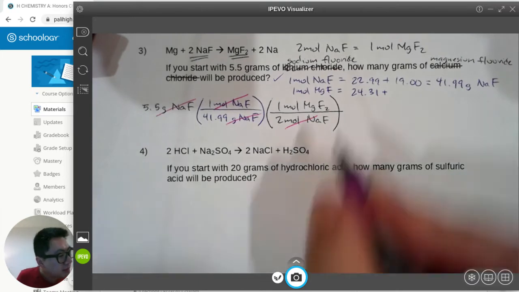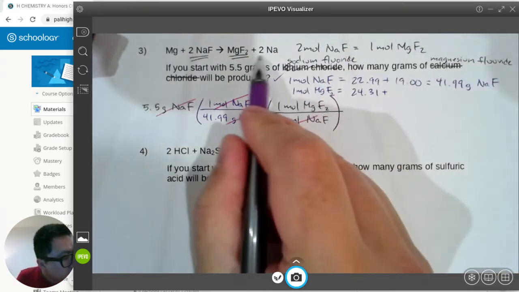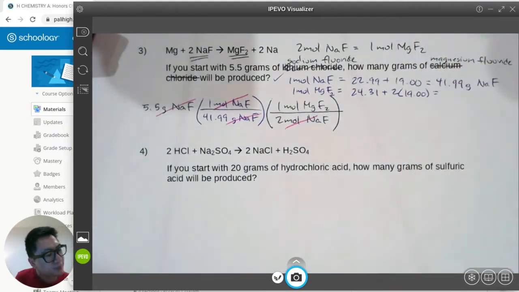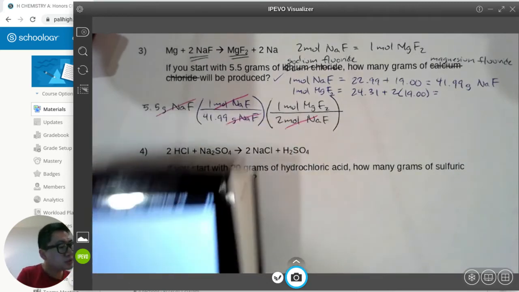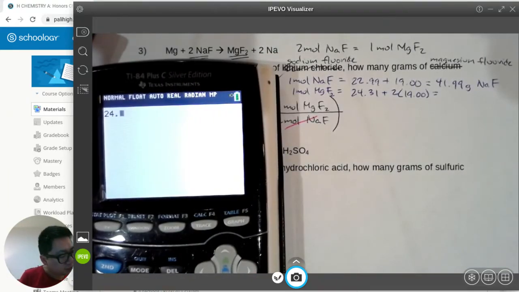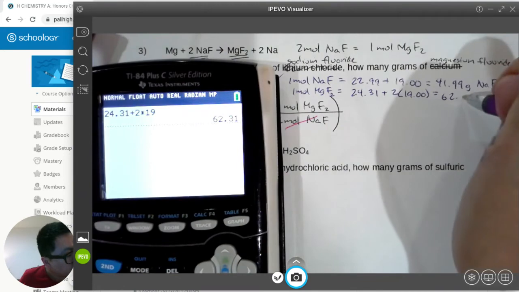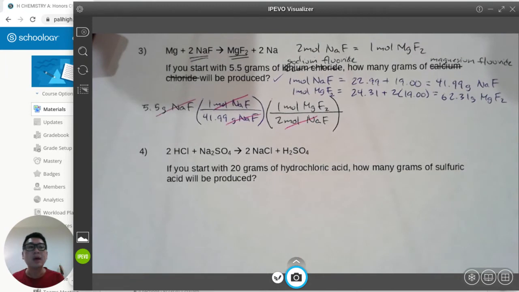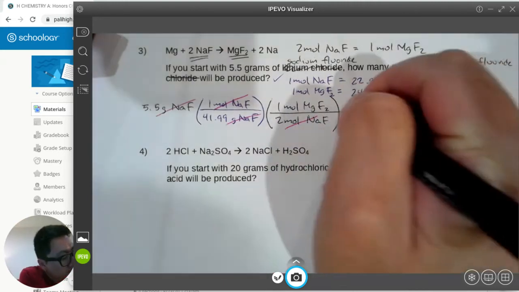Oops, I also realized I'm missing a 2 there. MgF2. That 2 is important because that's 2 fluorines, each fluorine being 19. So that's 1 magnesium, 2 fluorines. So add that up, 24.31 plus 2 times 19 is 62.31 grams of magnesium fluoride, MgF2. Okay, so now I know how much 1 mole of magnesium fluoride weighs. 1 mole of magnesium fluoride weighs 62.31 grams.